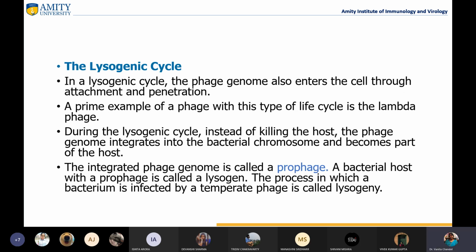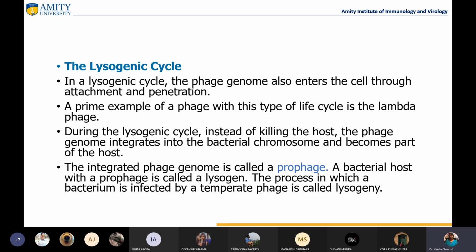Now, the second stage is the lysogenic cycle, where lysis will not take place. That means it will not kill the host cell, rather, it will stay there with the host and multiply along with the host. So in the lysogenic cycle, what happens? The phages enter the cell through attachment and penetration. A similar kind of mechanism is there. An example of this kind is lambda phage. They multiply by lysogeny.